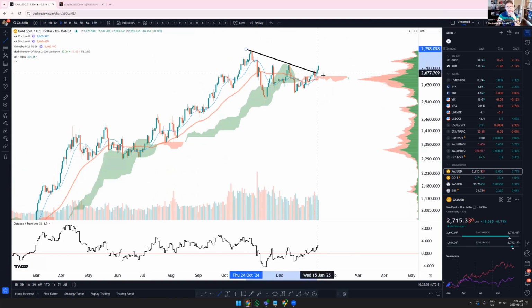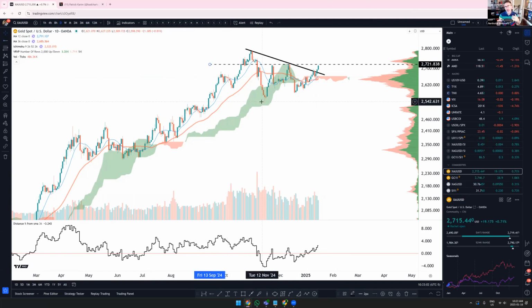So gold is breaking out right now. It is on the daily. So now there's the next wall. Remember again, not all trend lines are built the same. This is the first step. It's an angle trend line.